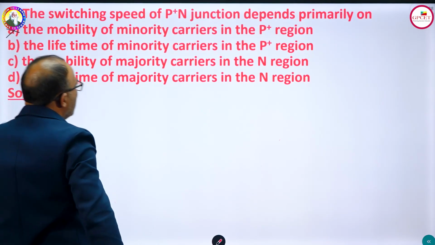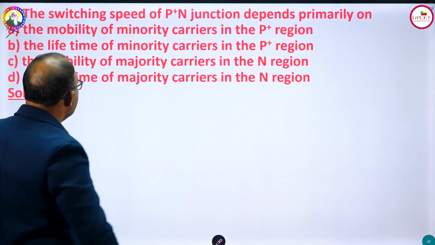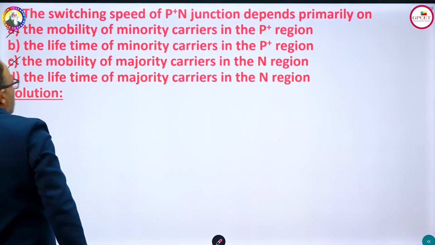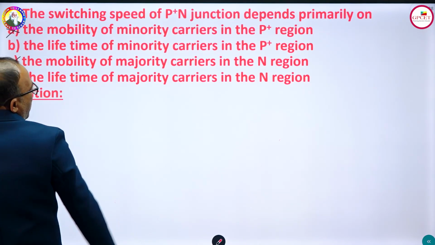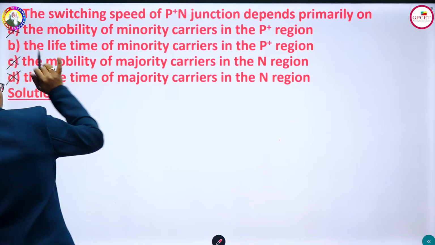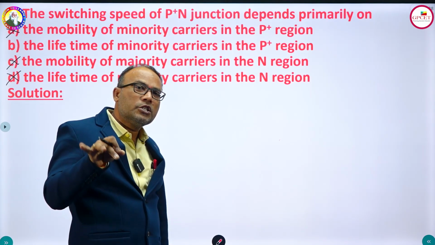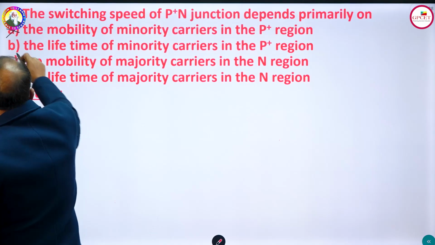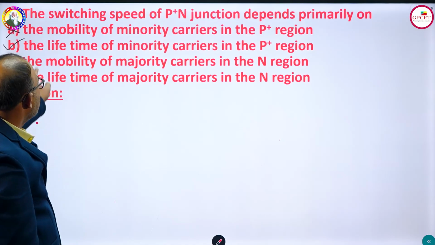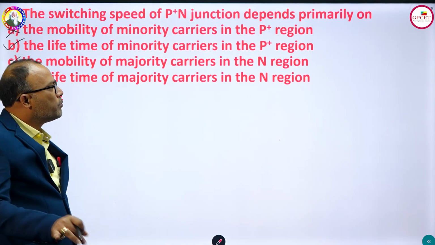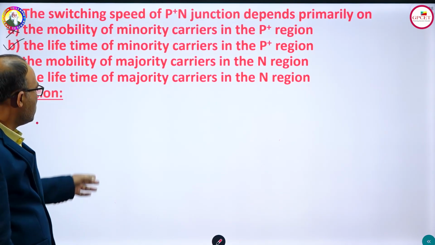So mobility of minority carriers in the P plus region is wrong. The lifetime of minority carriers in the P plus region. Mobility is present in option C also: mobility of majority carriers in the N region. The lifetime of majority carriers in the N region. It depends only on minority charge carriers. The lifetime of minority charge carriers determines the switching speed of the device. So the switching speed of a P plus N junction depends primarily on the lifetime of minority carriers in the P plus region. Please remember this.